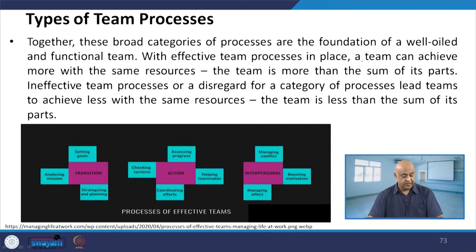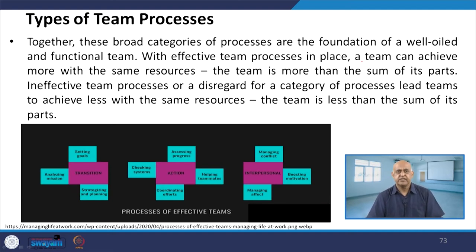Here we talk about, for example, the transition processes: setting goals, analyzing missions, and strategy and planning. Whenever we are talking about action, there are assessing progress and checking systems, coordinating efforts, and helping teammates. Whenever we are talking about interpersonal processes, there are managing conflict, managing affect, and boosting motivation.